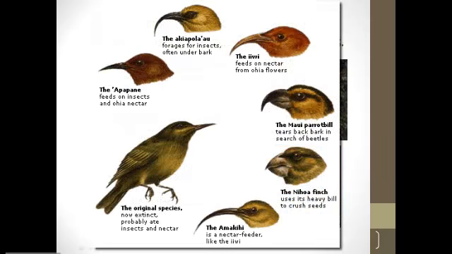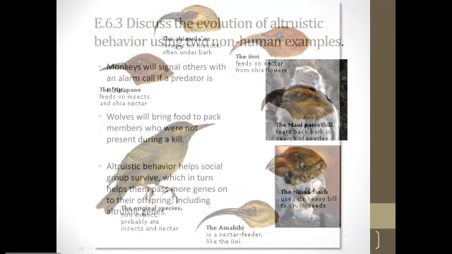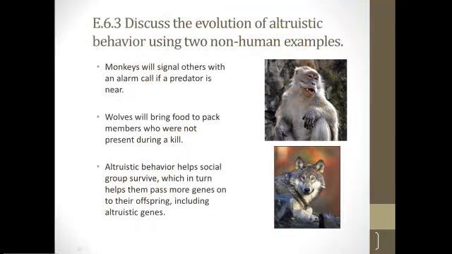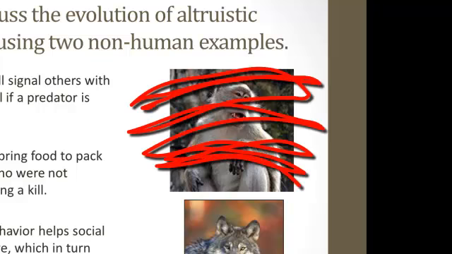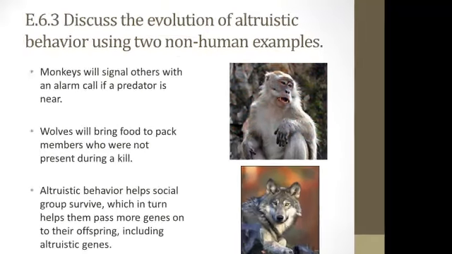What are some examples of altruistic behaviors in non-humans? Well, in monkeys, they will signal others with an alarm call if a predator is coming near. So you might think, well, big deal. Why does that matter? Well, when the monkey is signaling the alarm, it is drawing more attention to itself, and it's putting itself in mortal danger for the sake of the group and saving others. And that's what makes it interesting and unique.